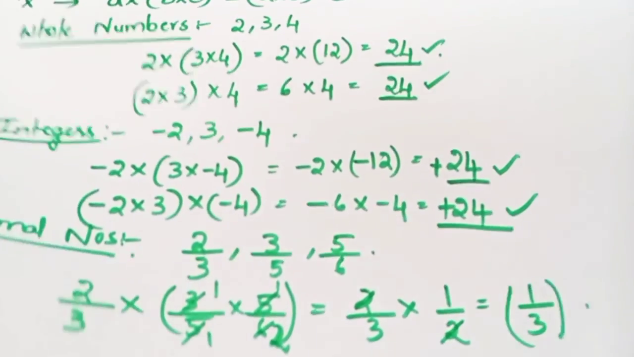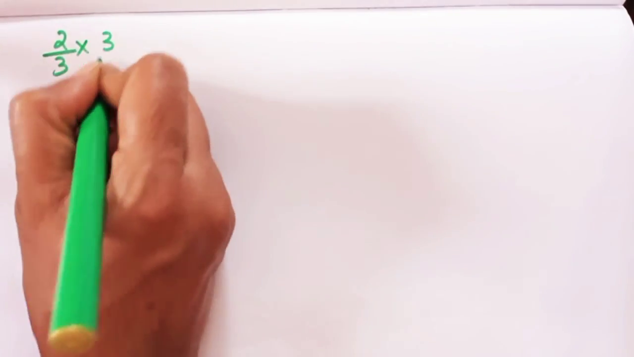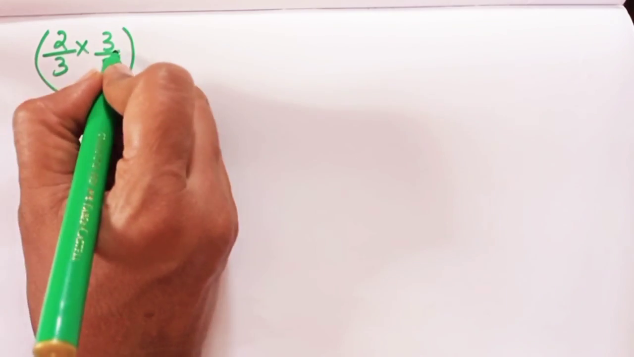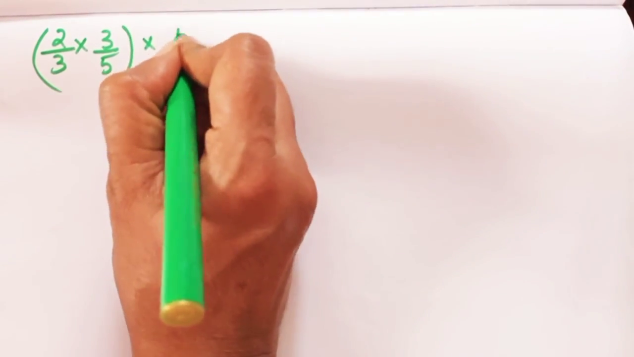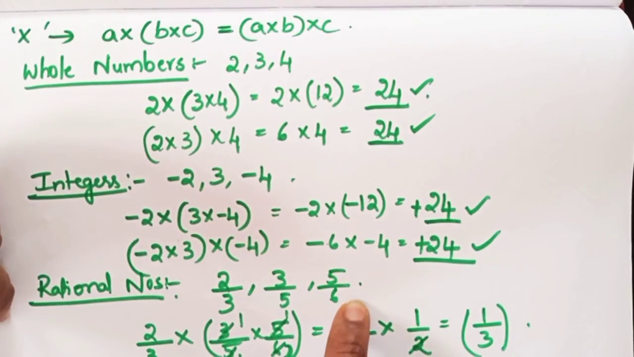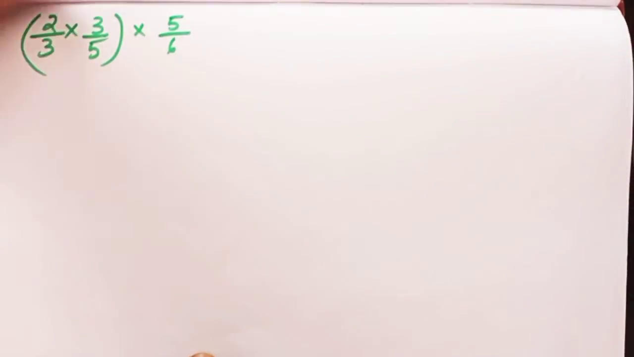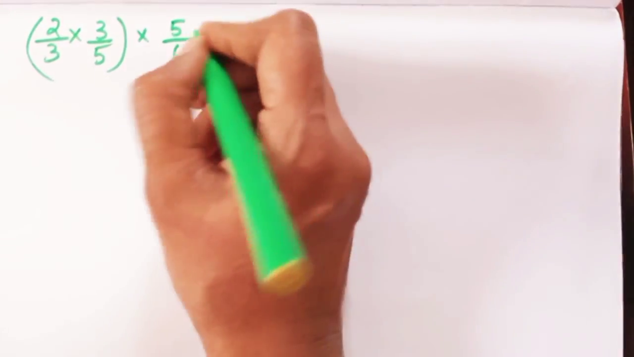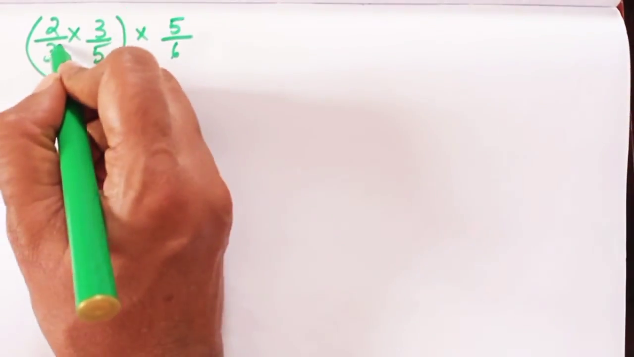That is 2 by 3 into 3 by 5, into, that is A into B into C you need to do. That is 5 by 6 is our C, right? See, 5 by 6 is our C. So, A into B into C. This is our second case. Let us see here what happens.